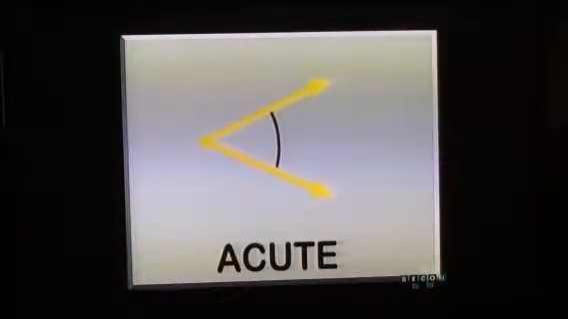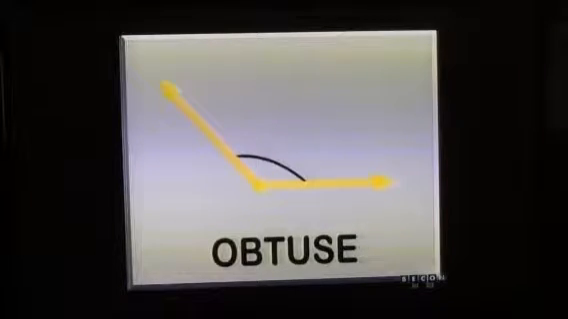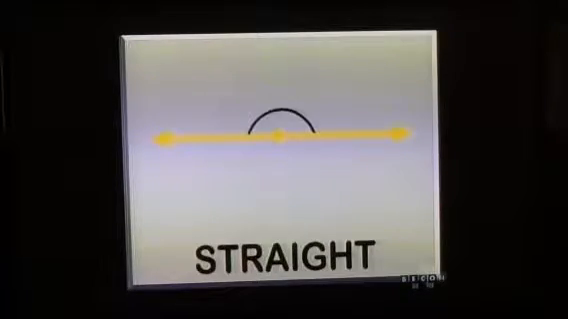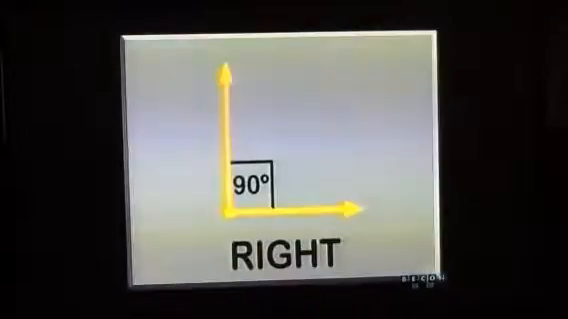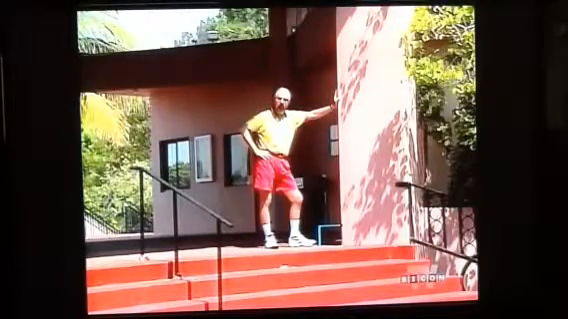There are 4 different types or kinds of angles. An acute angle, a right angle, an obtuse angle, and a straight angle. Probably the most common type of angle that we see every day is the right angle. A right angle measures exactly 90 degrees and is indicated by this symbol. Here are some other examples.